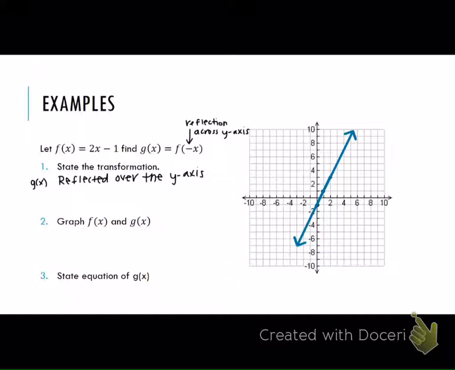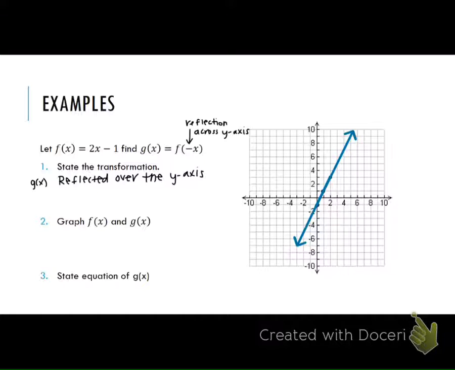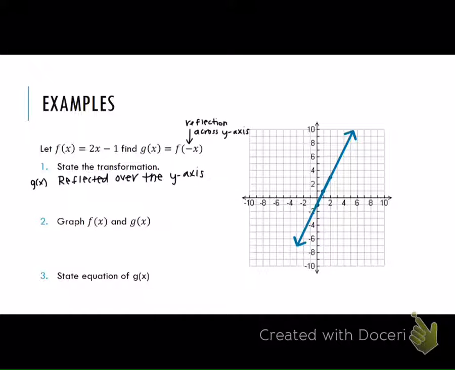No, because it's reflecting over this. So think about it this way. You're folding the piece of paper on the y-axis. If you fold a piece of paper on the y-axis, is that point going to move? No, so that's going to stay where it's at. Where will this point go? Where will (1, 1) move to?